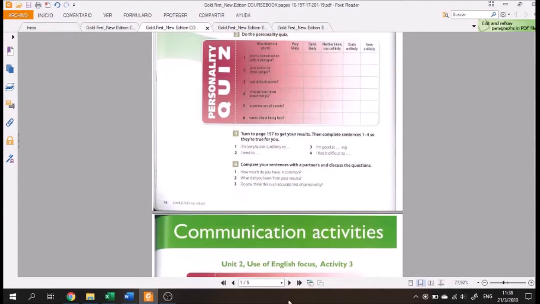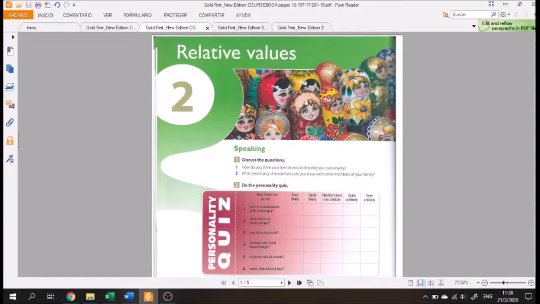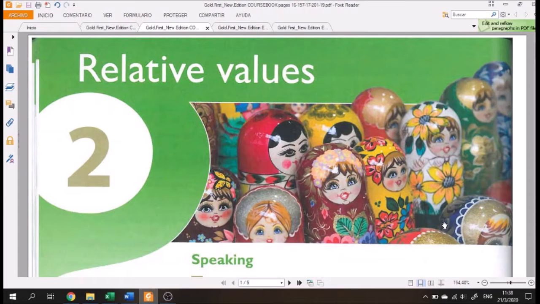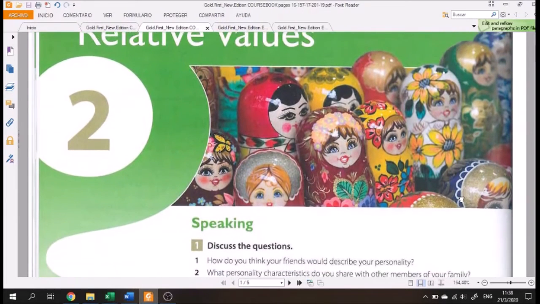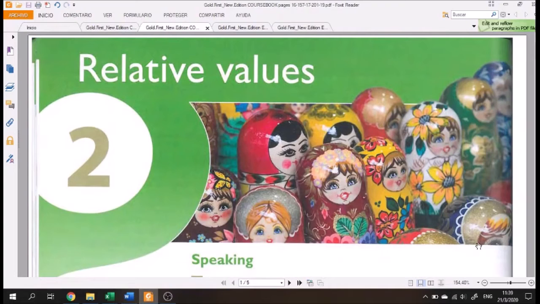Here I am. Relative values. This is the beginning of the unit. This is the unit we are going to be working with today. Relative values. When you think about relatives, who comes to your mind? Give me other synonyms for relatives. When we talk about relatives, we basically refer to our family. Sometimes we consider friends family as well, right?